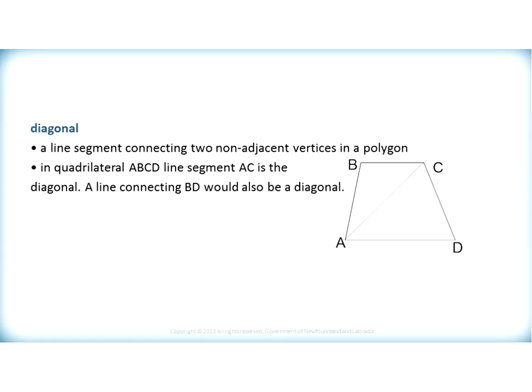One last thing. You'll notice that the diagonal AC divides quadrilateral ABCD into two different triangles, triangle ABC and triangle ADC.